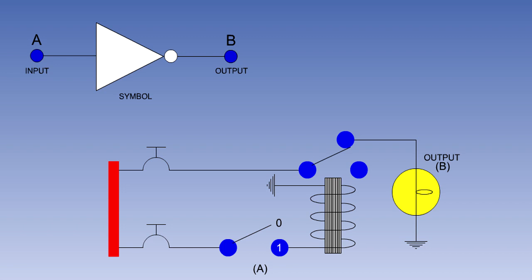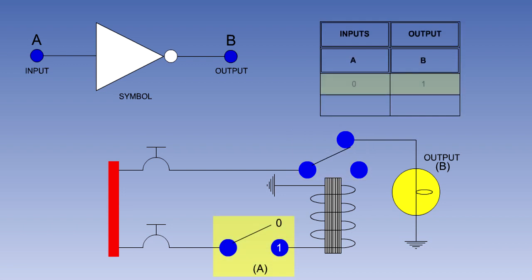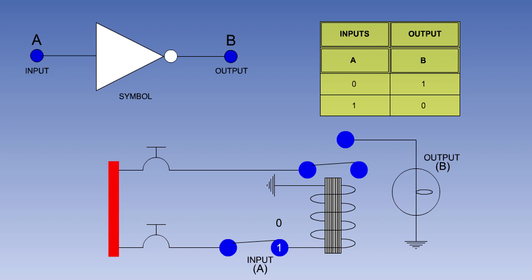Electrically, an invert circuit can be represented by a switch controlling a relay, the contact of which is made when the relay is de-energized. With the switch open, position 0, the light is on, representing an output of 1. But with the switch closed, position 1, the light is out, representing an output of 0. As you can see, there is a very simple truth table for an invert or NOT gate.